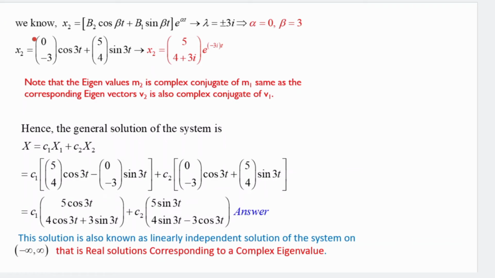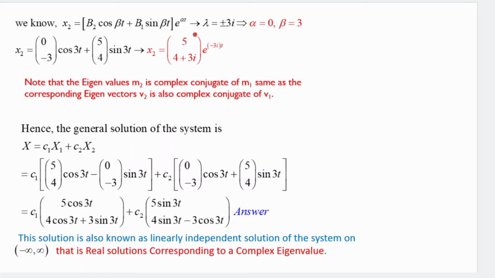So we know that x2 equals B2 cos βt plus B1 sin βt. Here our B2 and B1 are known. Beta is equal to 3, alpha equal to 0. Then we can write x2 equals (0, minus 3), that means B2, cos 3t, since beta equals 3 here, plus B1, our B1 equal to (5, 4), sin 3t. So this is our x2.